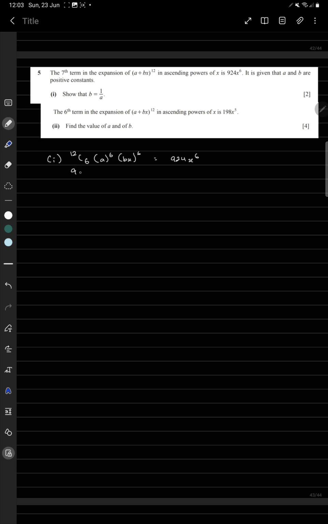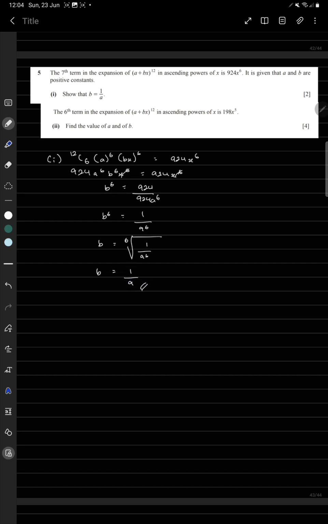Now 12C6 is actually 924, and we have a^6, b^6, x^6 equal to 924x^6. So we can cancel the x^6. We don't need that anymore. We need to make b the subject. So what we're going to do here is bring the rest to the other side. So we have 924 over 924a^6. Then b^6 is equal to 1 over a^6, and b is equal to the sixth root of 1 over a^6, which is going to give you just 1 over a.